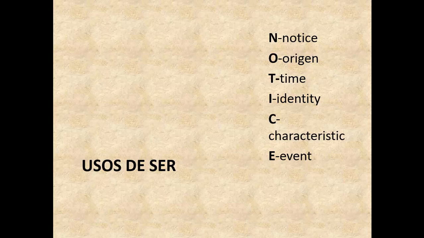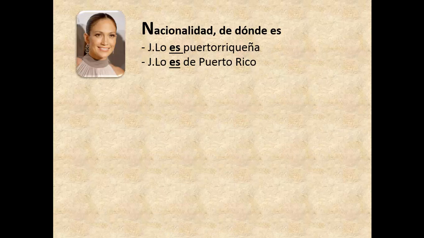So, for NOTICE, we will use nationality, nacionalidad, de dónde es. J-Lo es puertorriqueña. J-Lo es de Puerto Rico. Yo soy de Muncie. I'm from Muncie. What I want you to do right now is stop the video and write a sentence representing the N in NOTICE. You could say something like, I'm from Muncie, or I'm from Indiana.